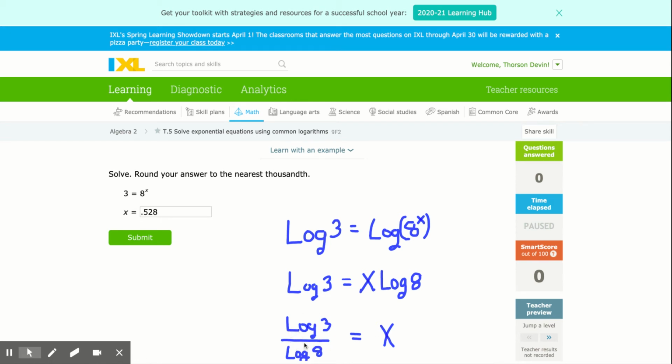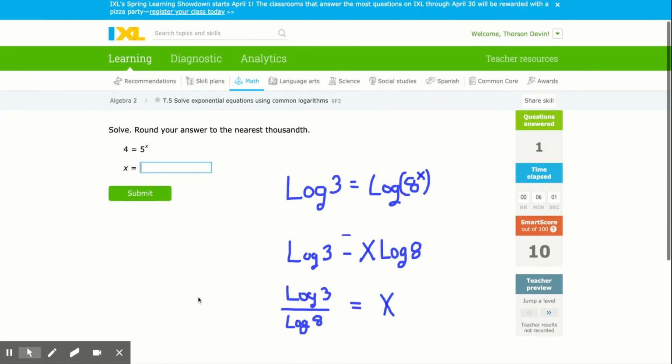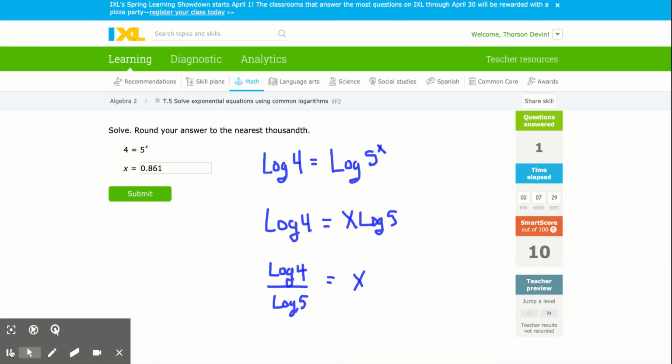So now you use a calculator. If you need to refresh yourself on how to do that, do so, or come ask me how to operate your calculator. But you're going to take the common log of 3 and get a number, and then you're going to divide it by the common log of 8. And then you just get 0.528. So again, it's kind of doing a change of base formula.